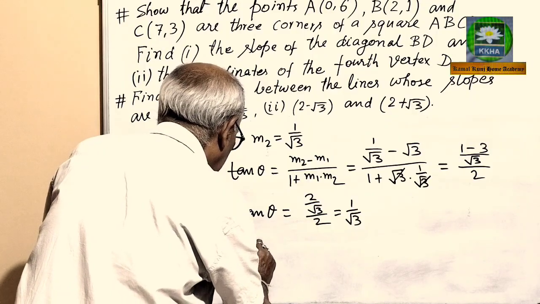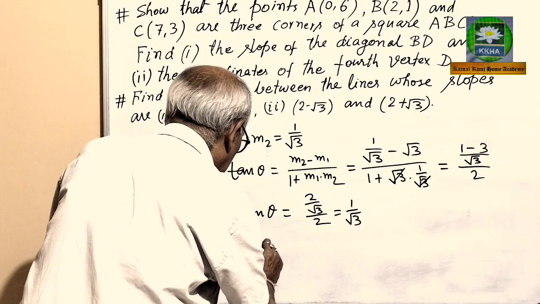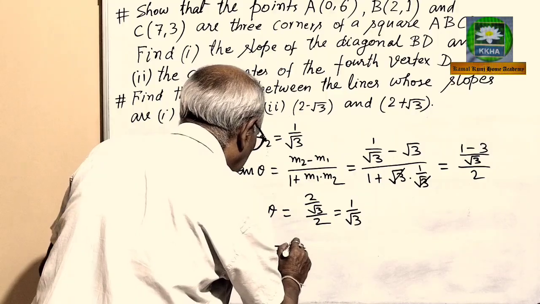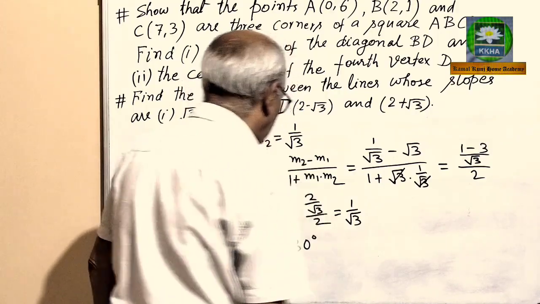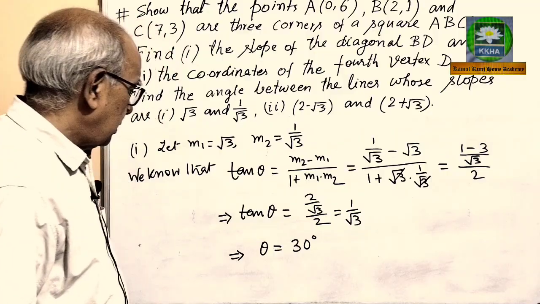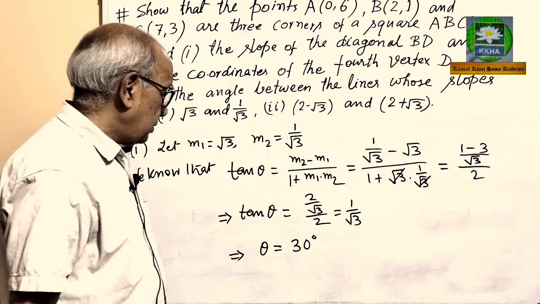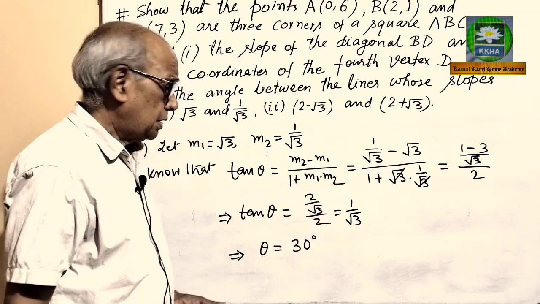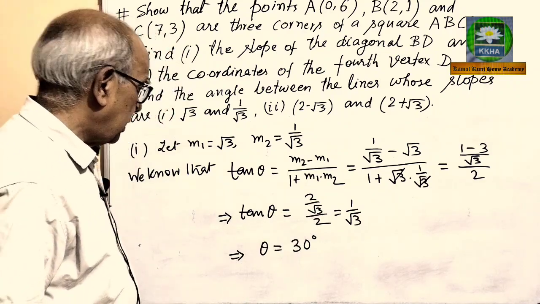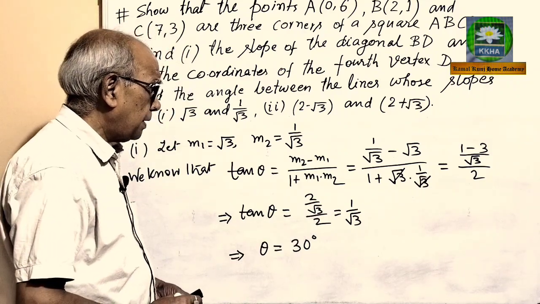This implies that theta is equal to 30 degrees. The value of tan 30 degrees is 1 upon root 3. Hence theta is equal to 30 degrees.